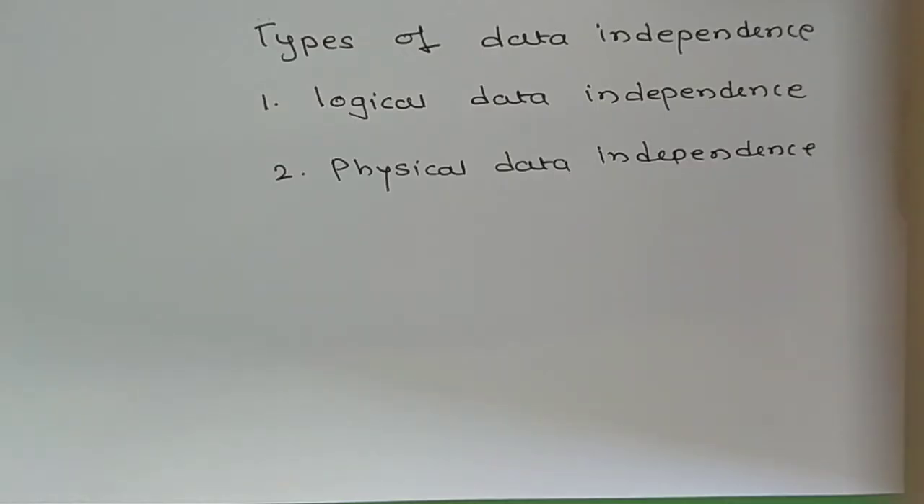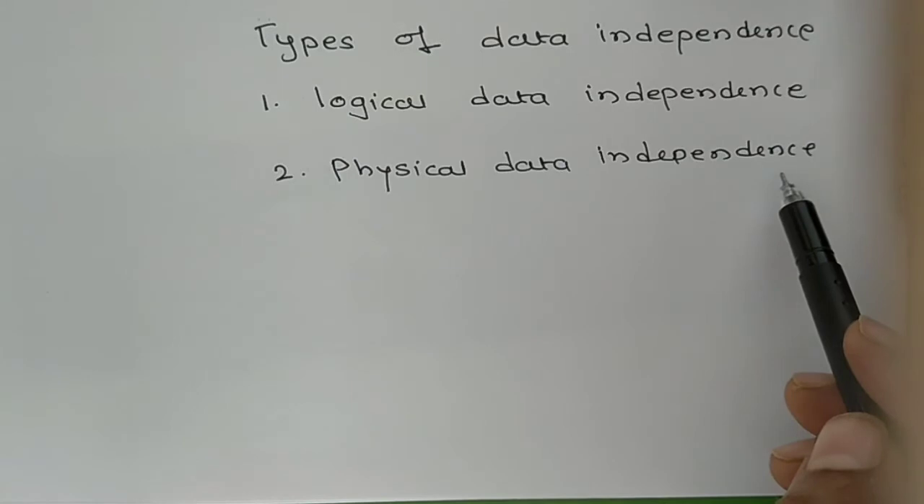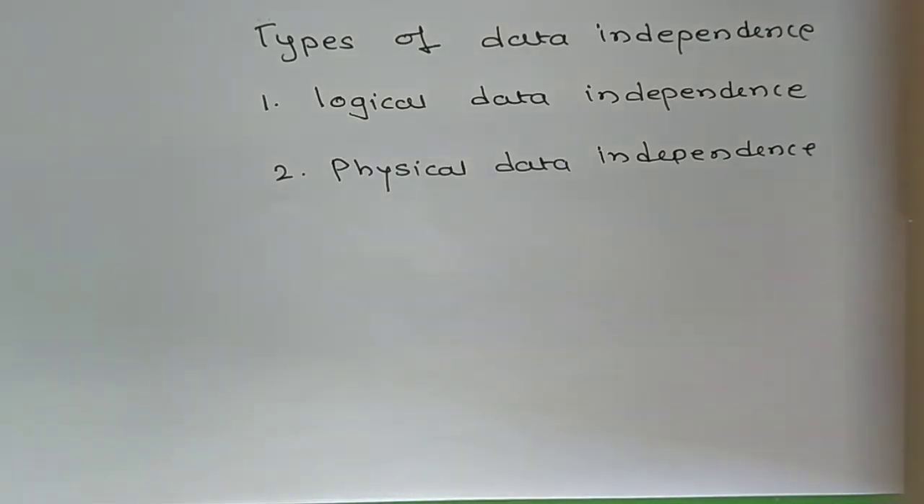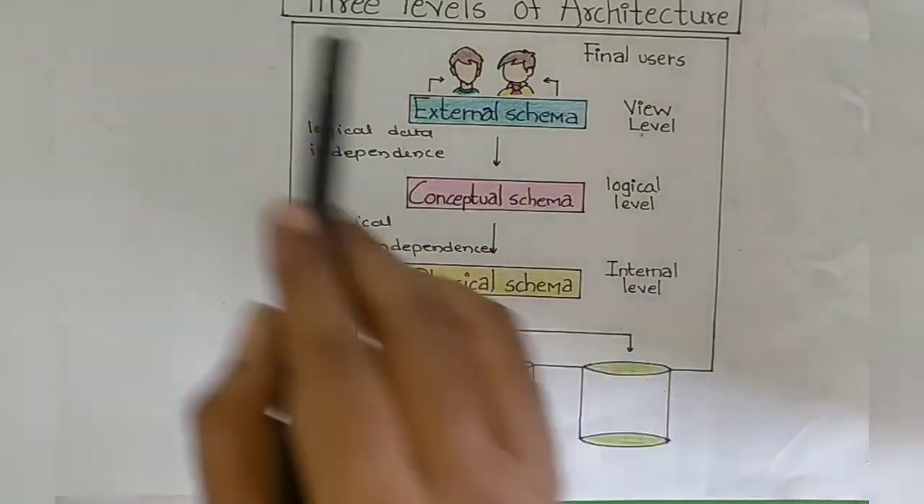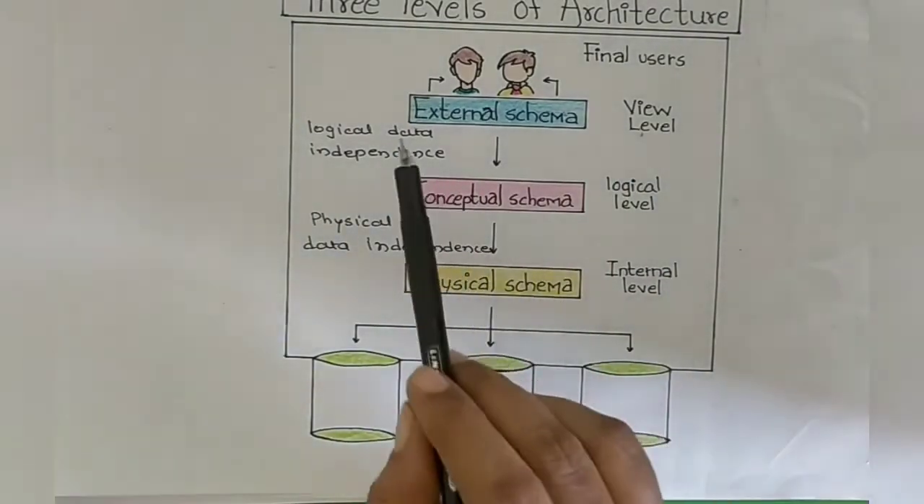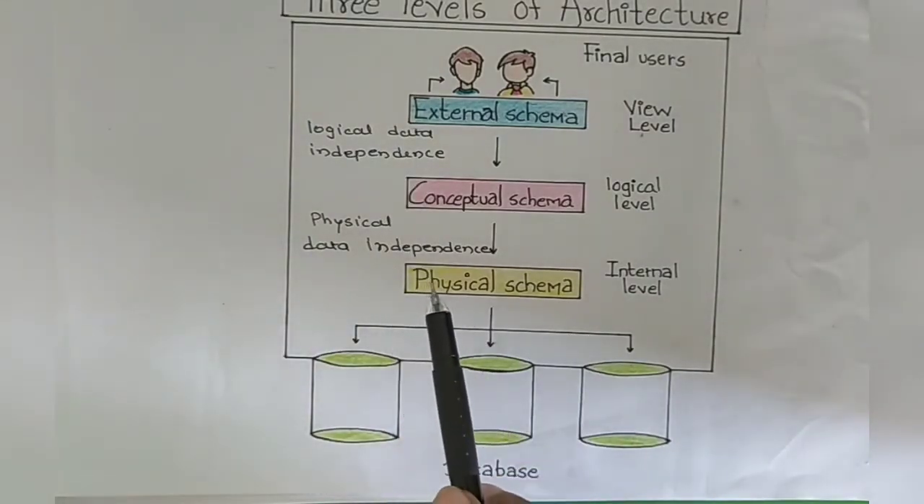There are two types of data independence. First is logical data independence and second is physical data independence. We'll see it one by one. This is our three schema architecture and now we will see logical data independence and physical data independence.